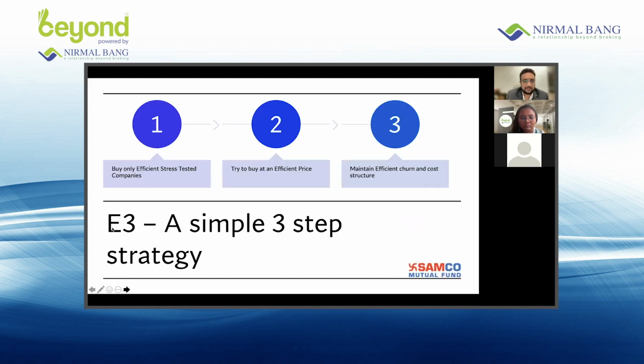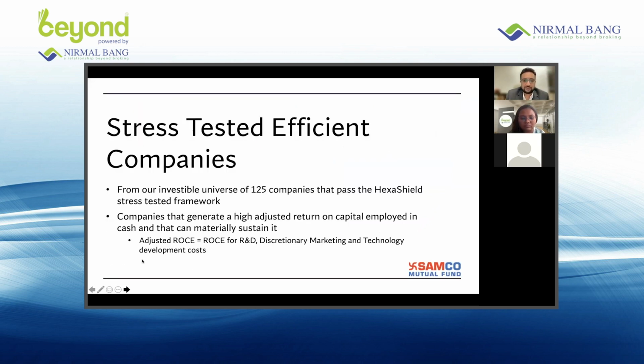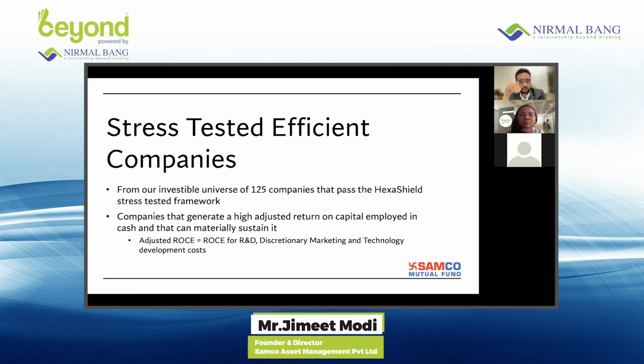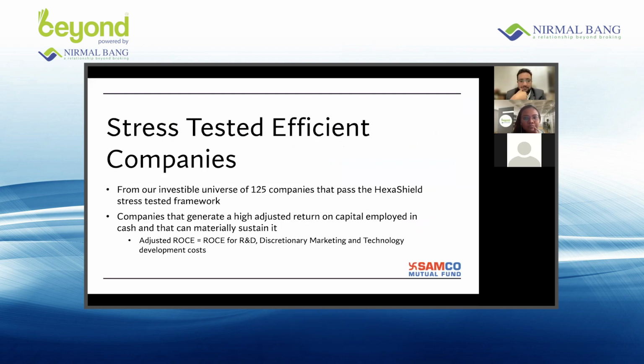Now, coming to the 3-step strategy, first, buy efficient companies only. What is the definition of an efficient company? An efficient company is a company that typically makes a very high return on capital employed in cash that it can sustain for long periods of time. So in the Samco Flexi Cap Fund, out of the 125 companies of our universe, we will be investing in 25 companies. Out of the 25 companies, 16 will be Indian companies, and about 9 odd will be global companies. So it will be invested in a proportion of 65%, 35%, run as a very high growth strategy.